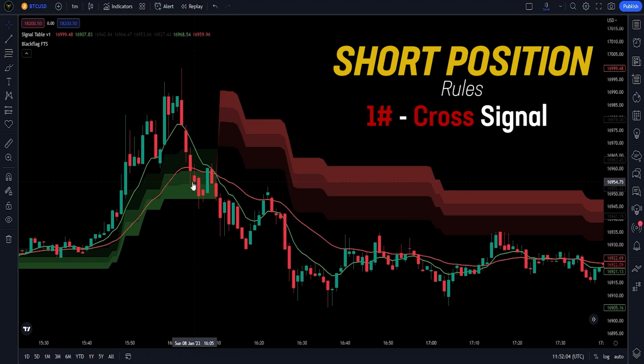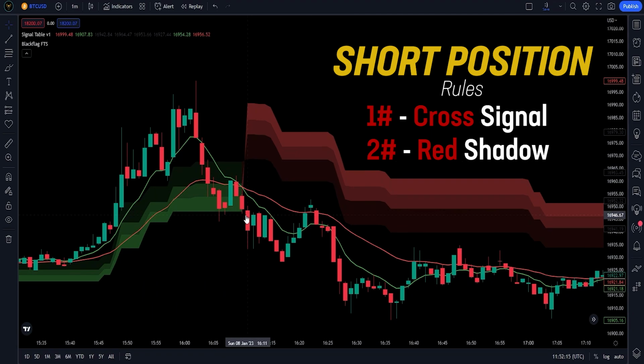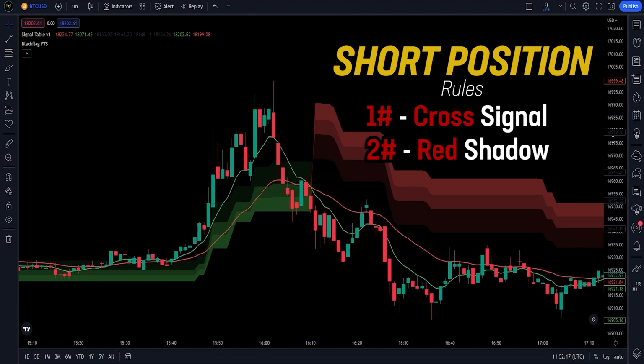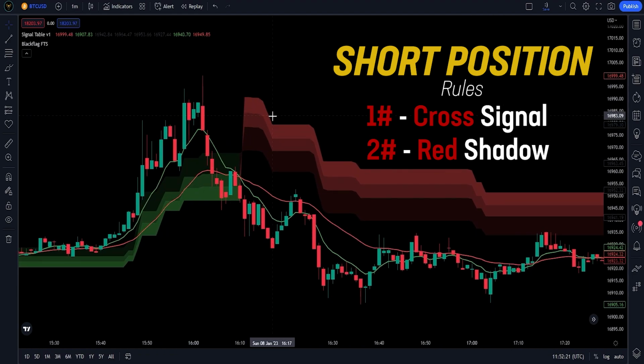So, that's rule number 1, let's move to our second rule. Our rule number 2 is that the shadow area must be red colored. Once again, this is the exact opposite as in our long position strategy, where our shadow area had to be colored green. When the area is red, we are essentially receiving a bearish signal that there are more people selling than buying in this market, meaning that the price will eventually go down.